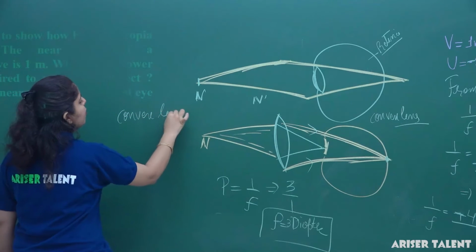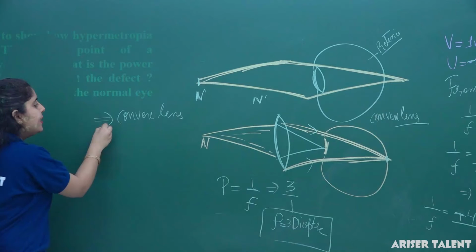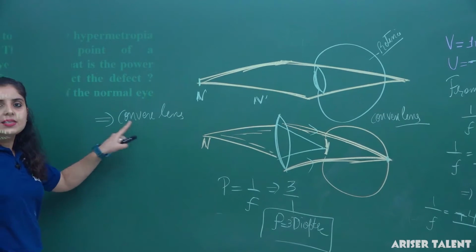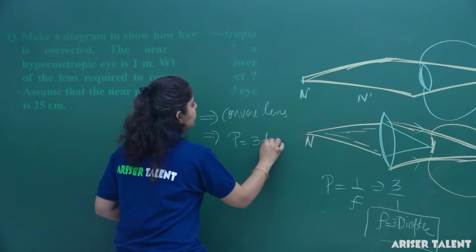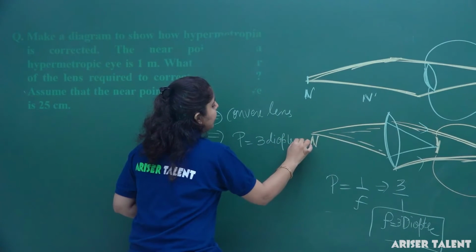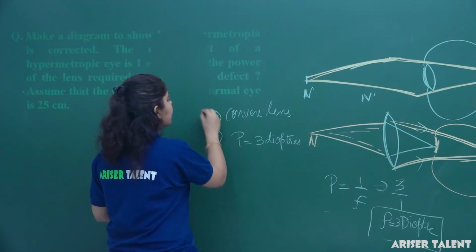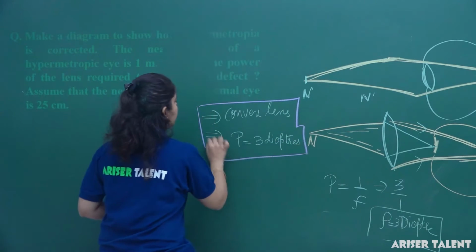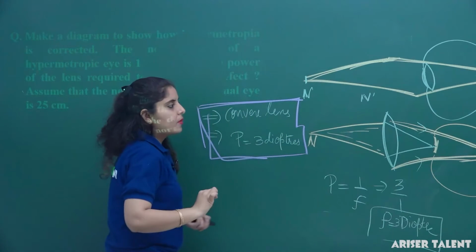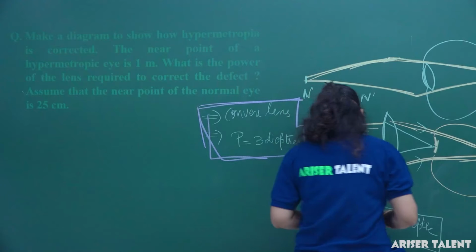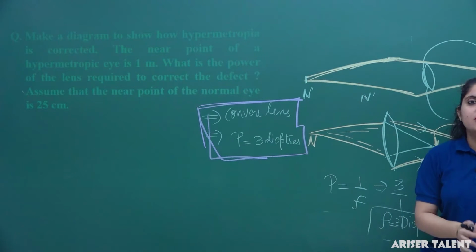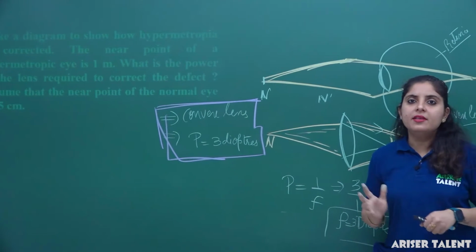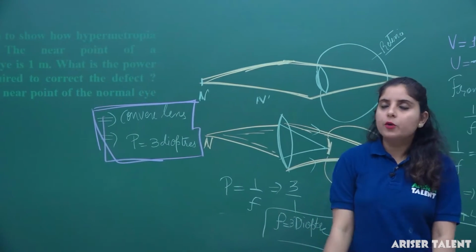So the final answer for this problem is that you can correct this defect by using the convex lens, and secondly, the convex lens will have a power of 3 diopters. Okay, so this is the final answer you have. So this is again a very simple problem that is based upon the defects of correction and power of lens. So you can see how important this topic is from your CBSE point of view.